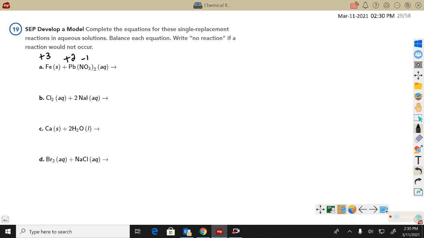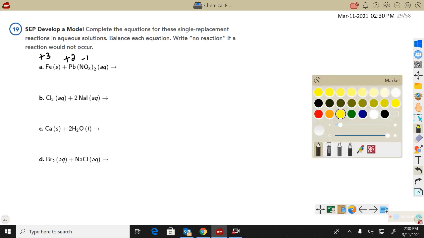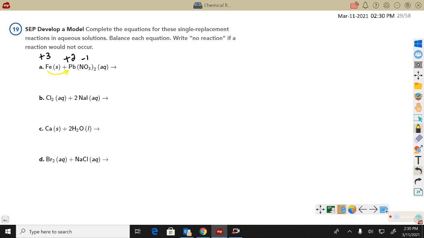Why do I care about finding all these charges? Because I want to know who's going to switch. And so when I see that iron is positive, he's going to switch with another positive. Or you could think of it this way. All of the metals are positive, so a metal will switch with another metal. Non-metals are often negative. So if you have a single element that's a non-metal, it'll switch with another non-metal.